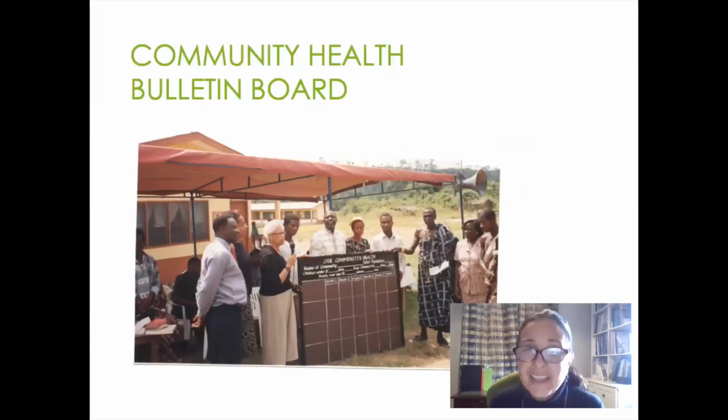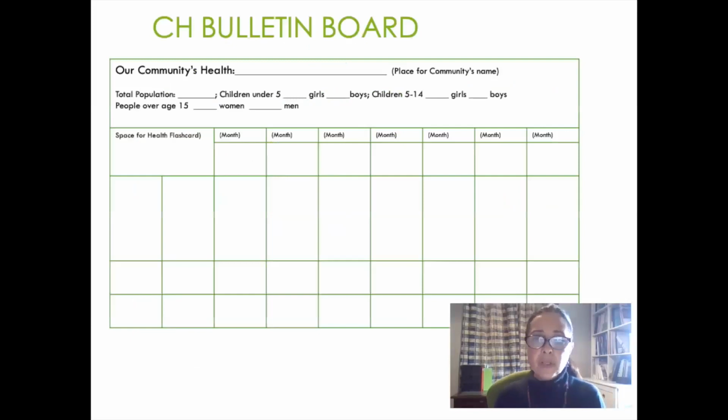This is what the bulletin board looked like in Ghana. That's the village chief standing there on the right-hand side. This is a closer view of the bulletin board. It was generic. It was called Our Community's Health. On the left was a space for the health indicator card, which I will share with you just now, and it was tracked monthly. The total population for that community was written on the top. This was an actual chalkboard, so children under 5, and the breakdown, and it was disaggregated by gender.